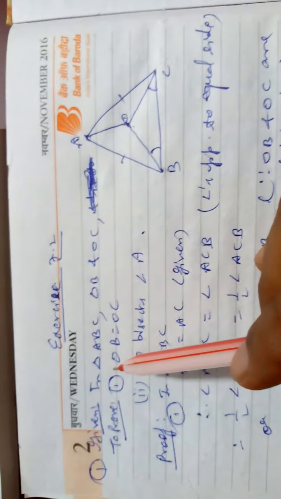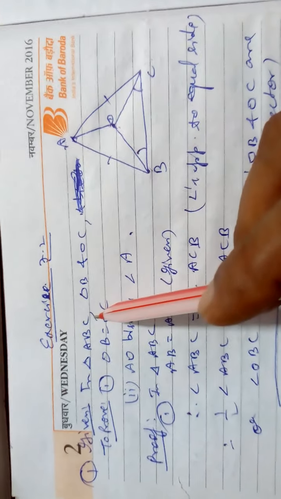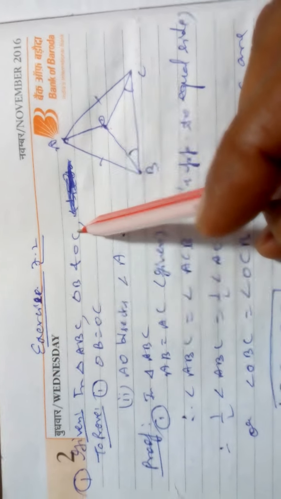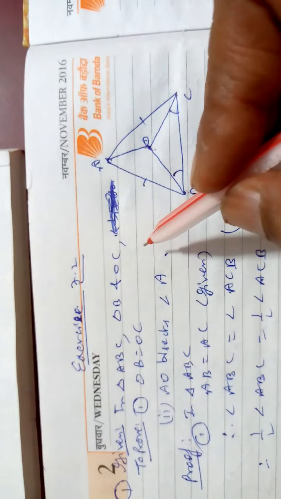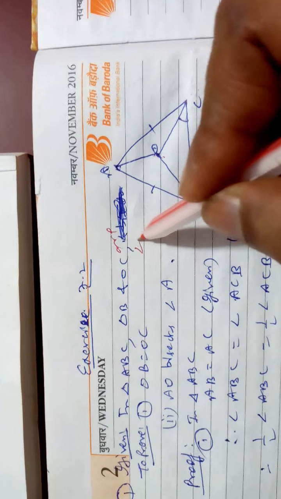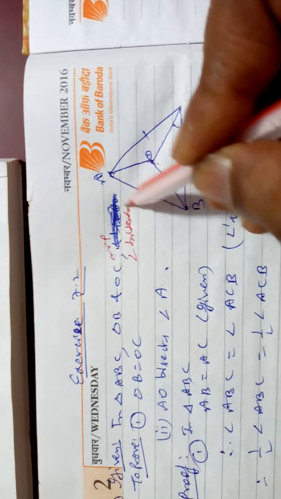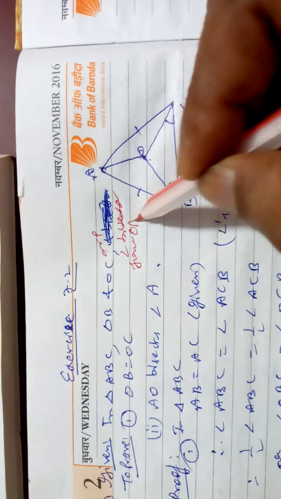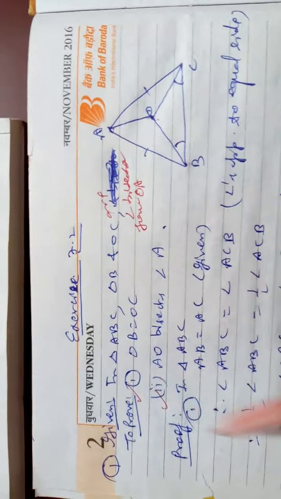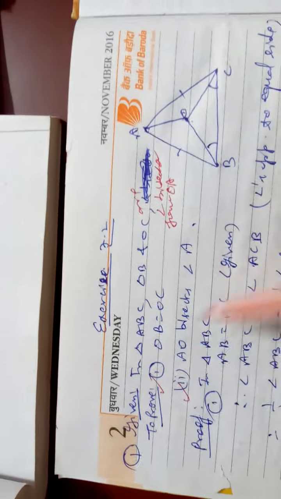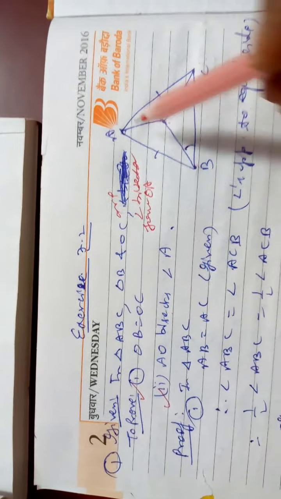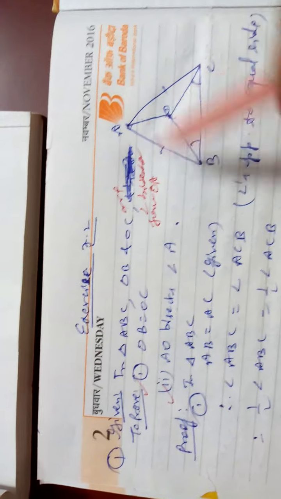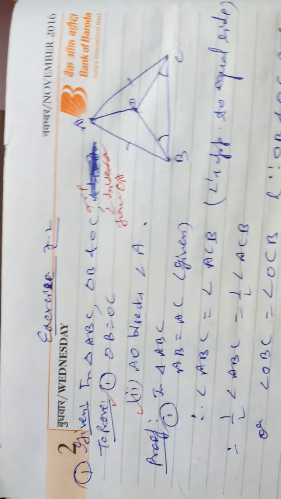So in given you write down, in triangle ABC, OB and OC are the angle bisectors. And then join OA. Now you prove these two conditions, OB equal to OC and also AO bisects angle A, you want to prove. So first of all, we can prove it without congruency.